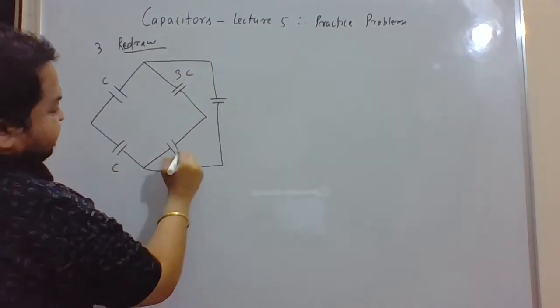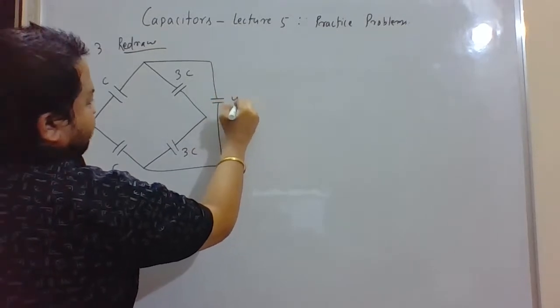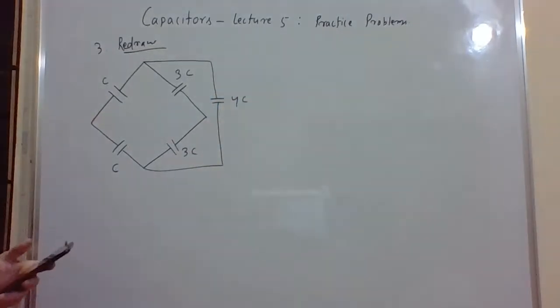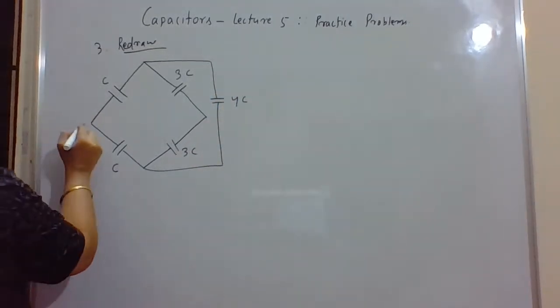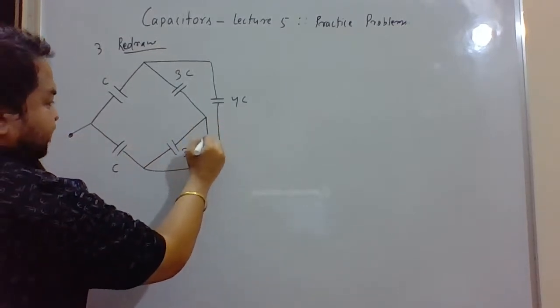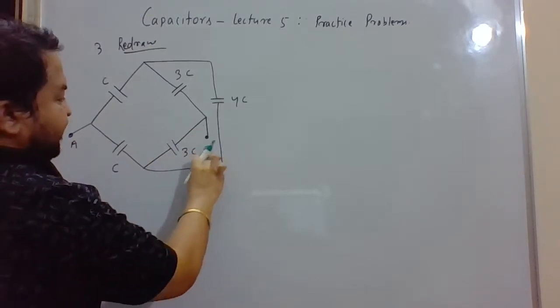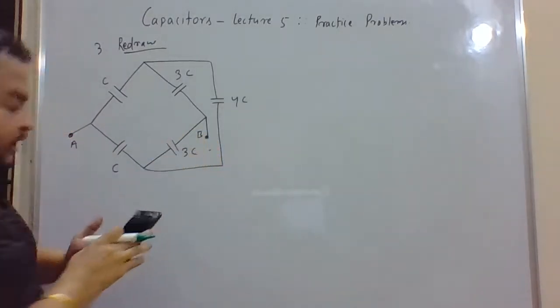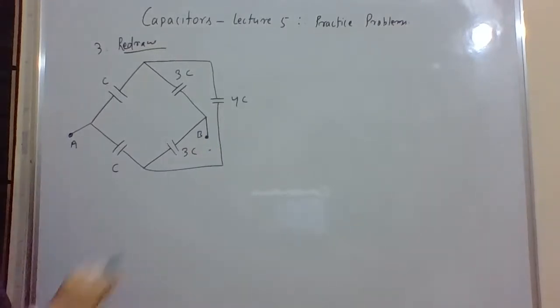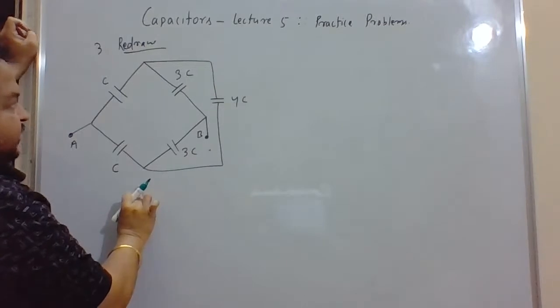This one is C, this is 3C, and this one is, suppose, 4C. Now, it is asking you to find the equivalent capacitance across these two points, A and B. Okay, A and B. Now, in this problem, I have one wing coming here.